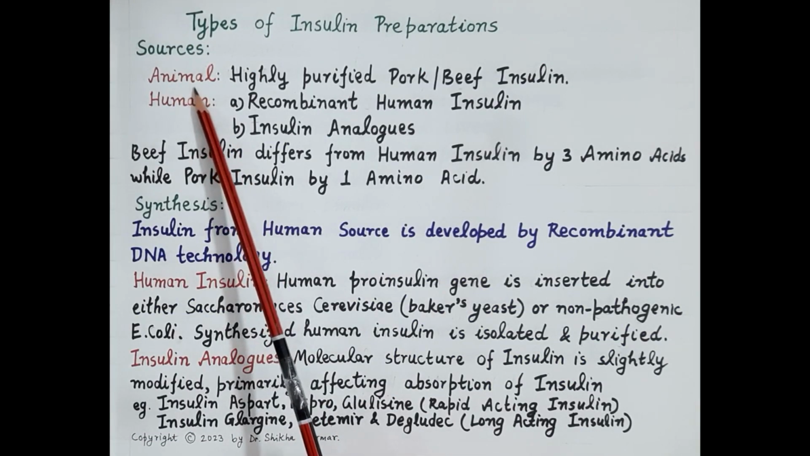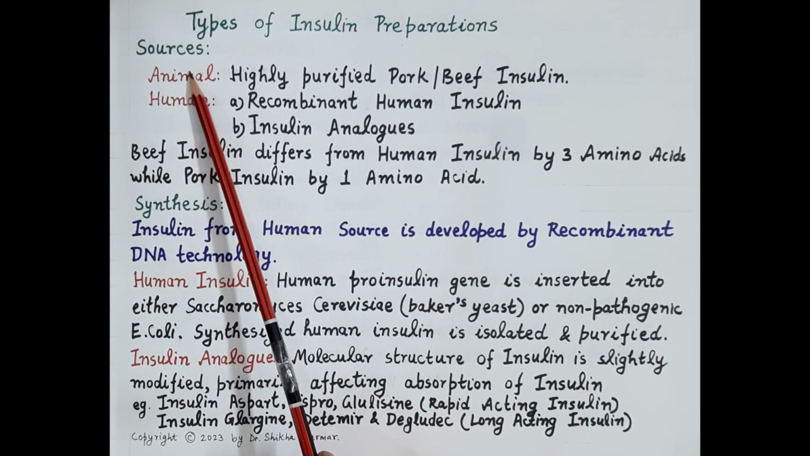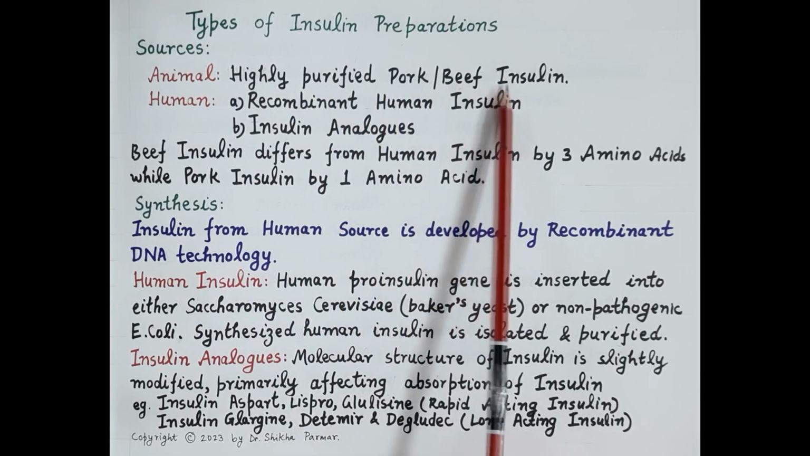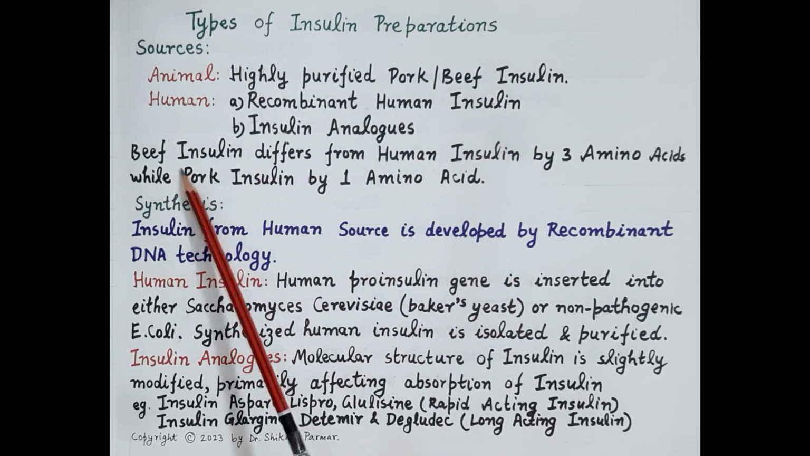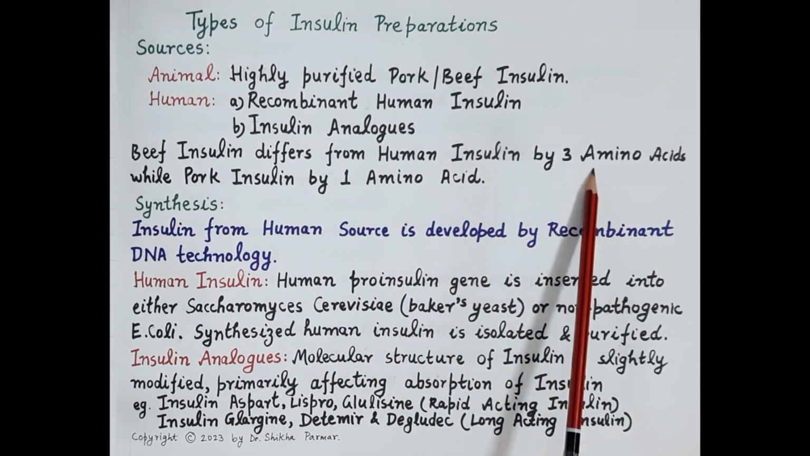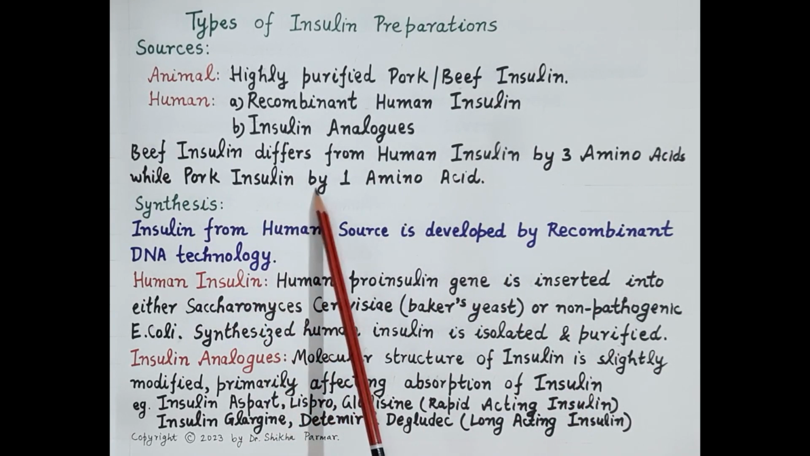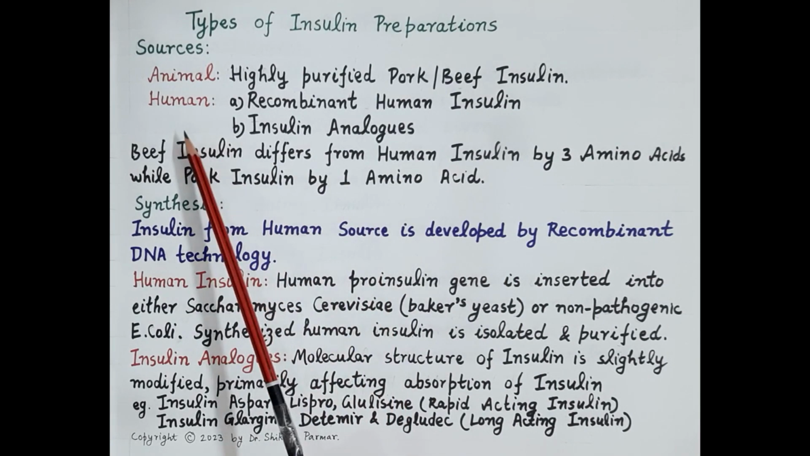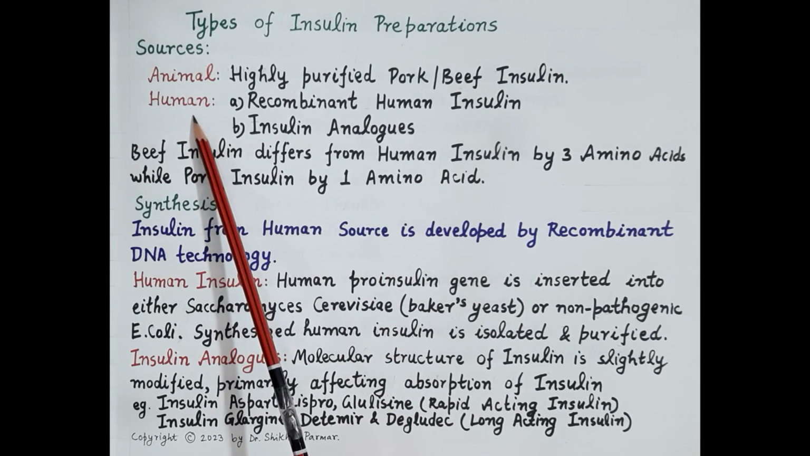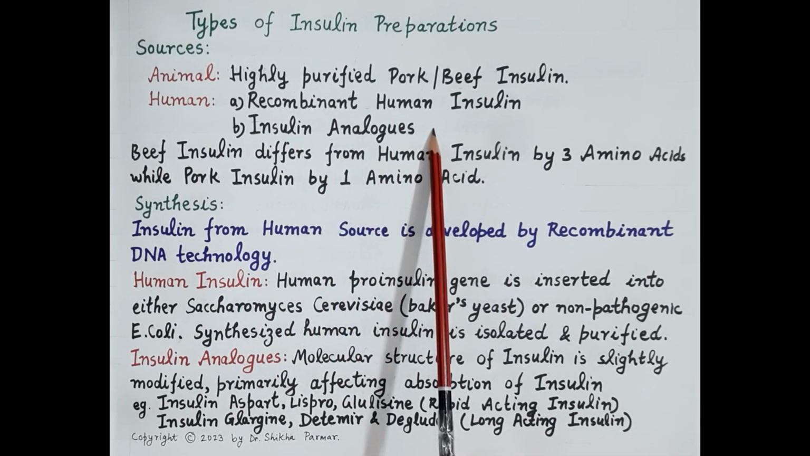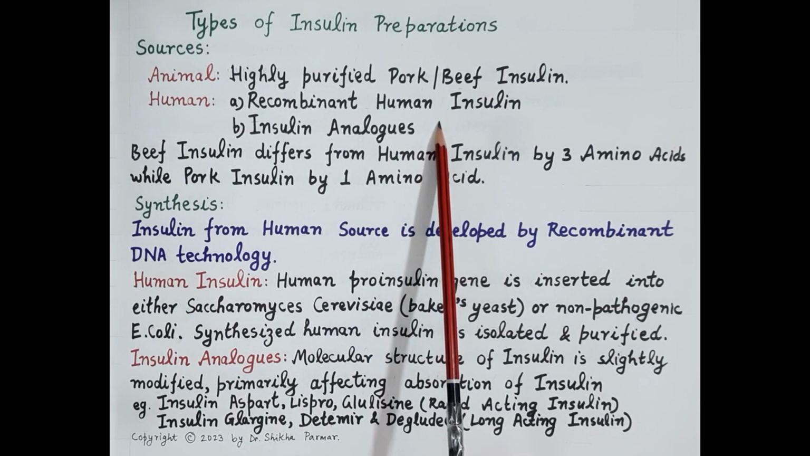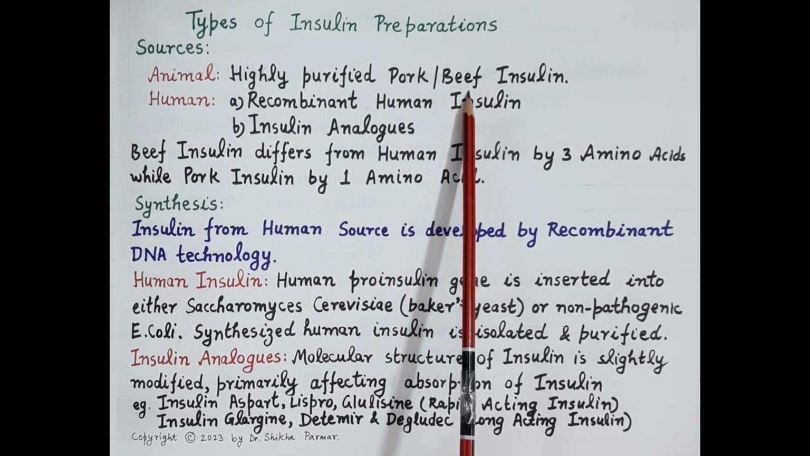Now let's talk about sources of insulin preparations. Insulin can be obtained either from animals or from a human source. Now insulin from animal source is highly purified pork or beef insulin. Now human insulin is made up of 51 amino acids. Beef insulin differs from human insulin by 3 amino acids, while pork insulin differs by 1 amino acid. Now, from human source, two types of insulin are synthesized. One is recombinant human insulin and the other is insulin analogs. Now, with the availability of these human insulins, use of animal insulin has declined dramatically.